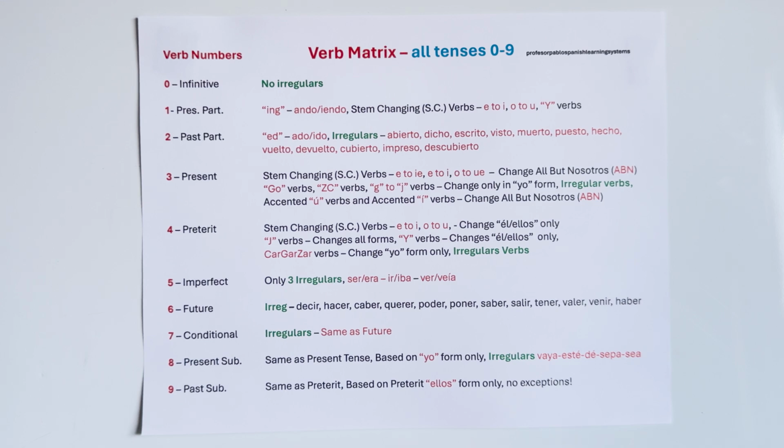Now the past subjunctive, how do you form the past subjunctive? Well, let's go back to present subjunctive. Are there some irregulars? Yes, right there. Vaya, esté, dé, sepa, and sea. Example, I want you to go to the store. Quiero que vayas a la tienda. Let's take esté. I want you to be here tomorrow. Quiero que estés aquí mañana.